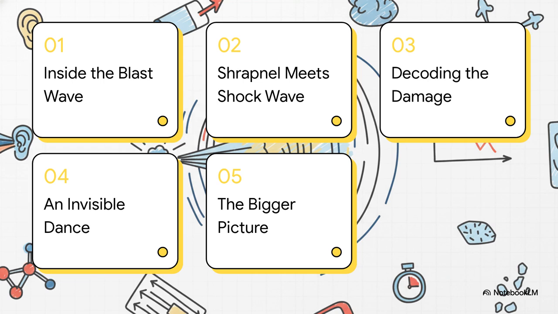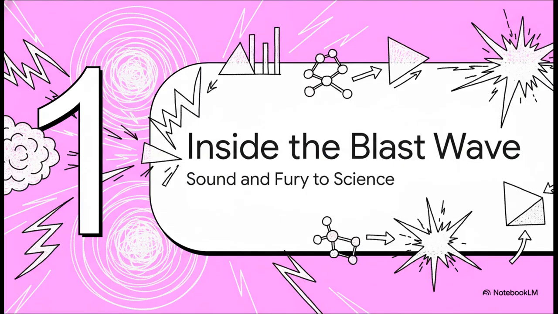So, here's our game plan. First up, we'll get into what a blast wave actually is. Then, we'll see its two main parts collide in a real-world scenario. After that, we'll look at how scientists can even study these split-second events, before we shrink way down to the atomic level to watch an invisible dance of forces. And finally, we'll zoom back out to see what it all means, the bigger picture. All right, let's jump right in.